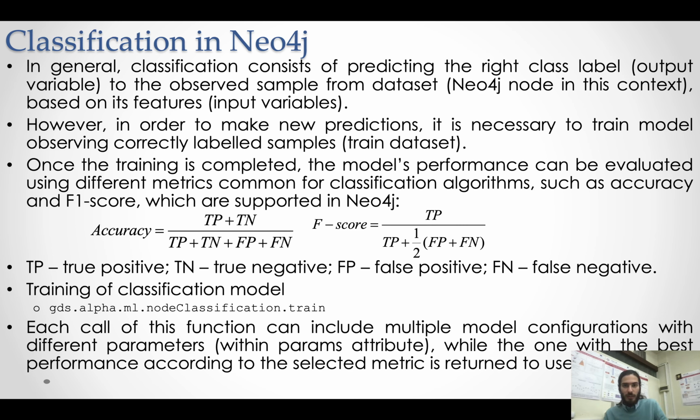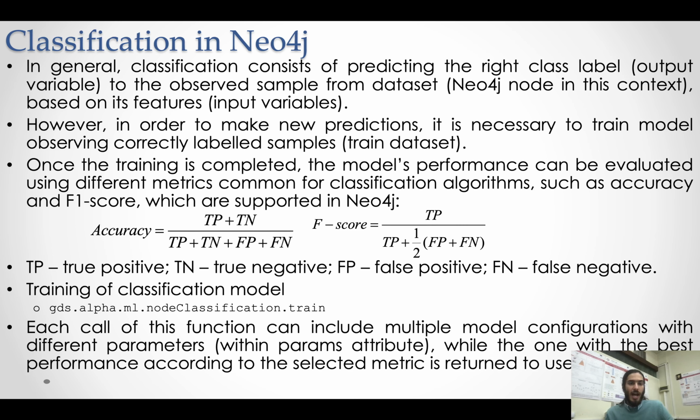Once the training is completed, we evaluate the created model with respect to some metric. When it comes to classification, the most commonly used, also provided in the Neo4j API, are accuracy and F-score. Accuracy is the ratio of correctly classified examples against the overall number of examples in the dataset, and on the other side, F-score is a somewhat different ratio of true positives, false positives and false negatives.